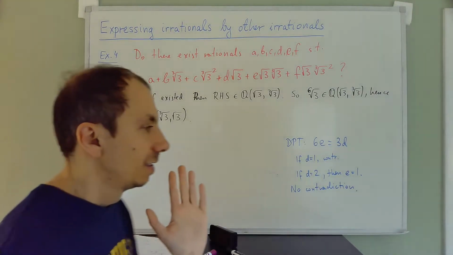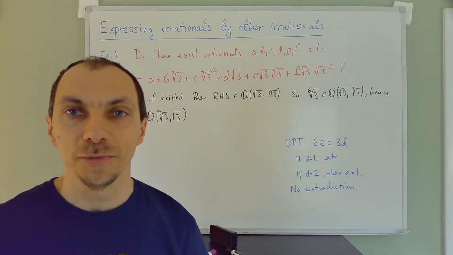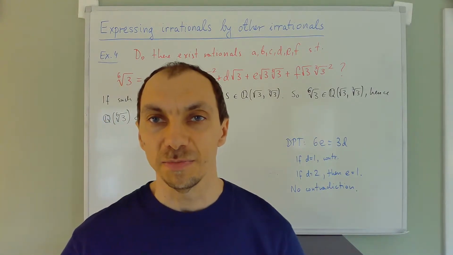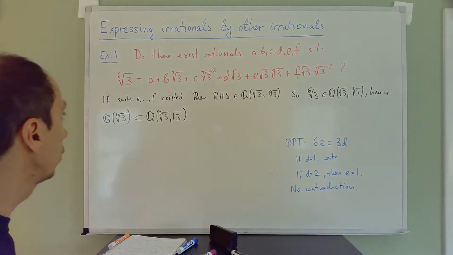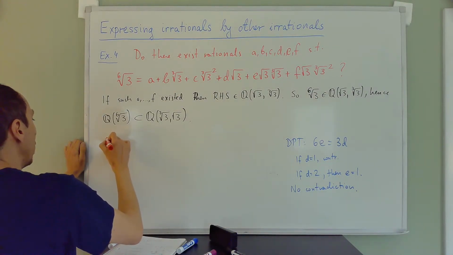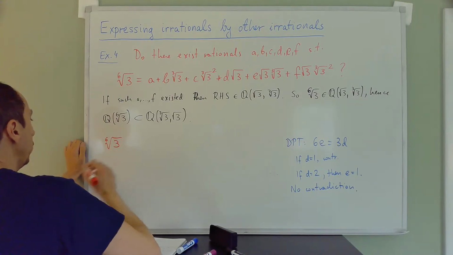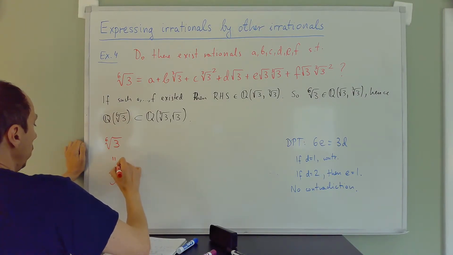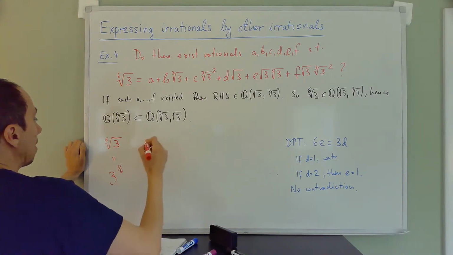So the point is that the argument via the Dedekind product theorem didn't give me any contradiction. So I start suspecting that maybe it is actually possible to do this. And then I remember from high school or somewhere that the 6th root of 3 is the same as 3 to the power 1/6.